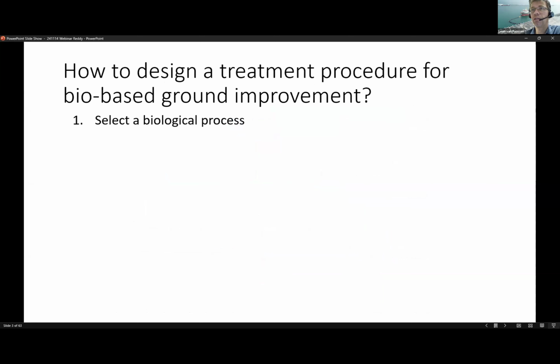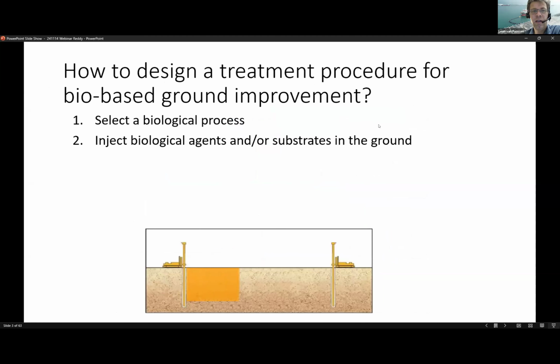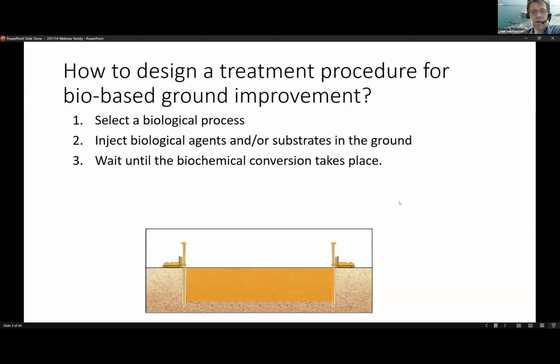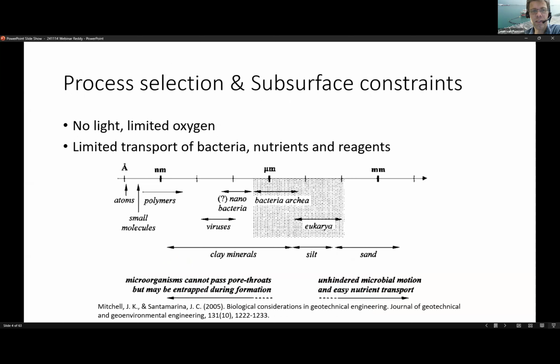bio-based ground improvement method. It starts by selecting a biological process, then injecting the biological agents or substrates that the agents consume into the ground, waiting until the reaction happens, and then, if necessary, you may want to remove some unwanted byproducts. Sounds quite simple, but it starts with selecting the right process, and the soil is not the most favorable environment for all species. There's typically no light and limited oxygen, so any oxygen-using bacteria or any phototrophic bacteria do not so easily survive in the underground.